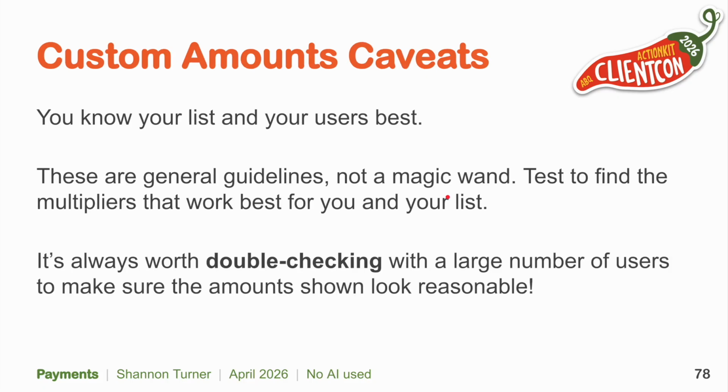So by now, you're probably seeing the potential of providing custom, personalized ask amounts to your users. But I do want to caution that none of the multipliers, none of the methods here that I've mentioned, none of that's magic. You know your list, you know your users better than I do. This is general how-to advice, so please be sure to double check with lots of previews, lots of proofs, that everything looks the way that you expect and that the amounts that are generated look reasonable to you and your users.